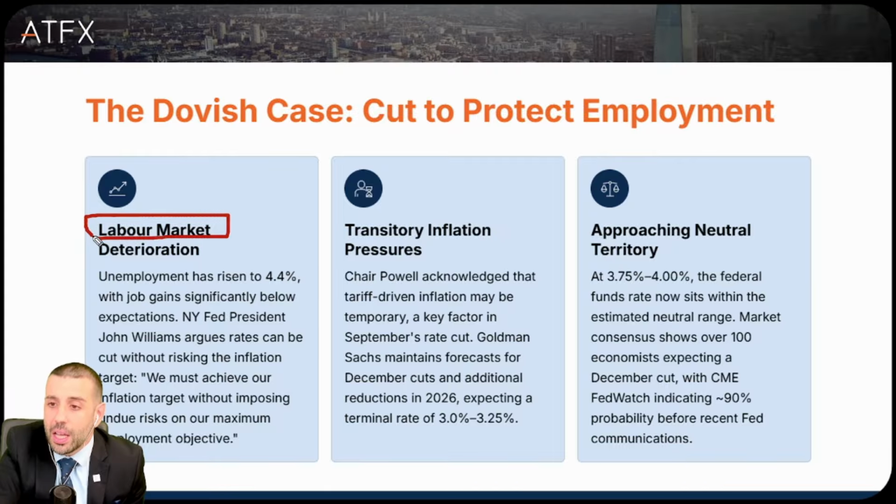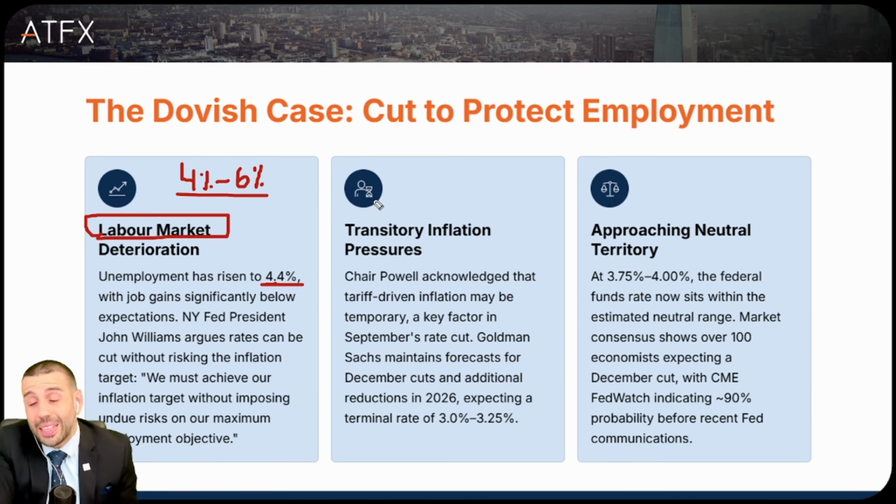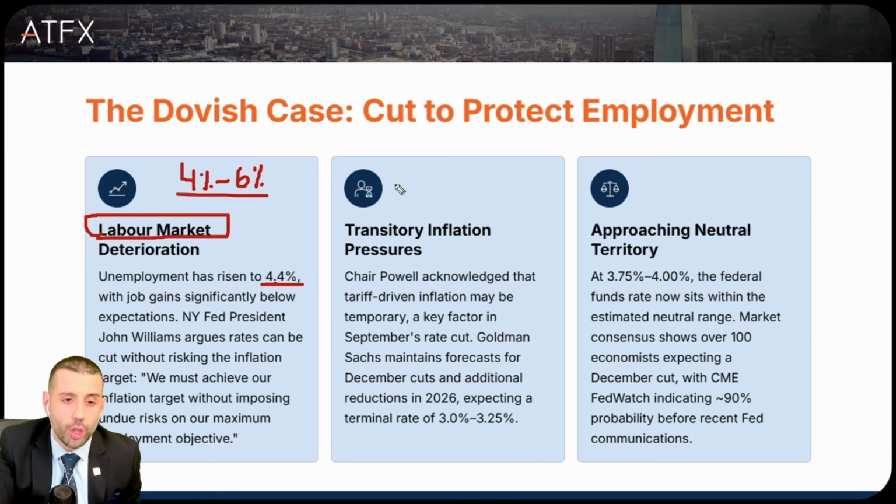But still, 4.4% is a relatively low unemployment rate. And if we follow the economic books and the manuals, it should be between 4 and 6%, what we consider a healthy unemployment rate in a healthy economy. So therefore, again, it's not a dramatic case, and that's the only reason they use to justify the interest rate cuts.